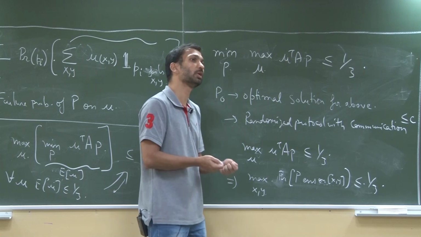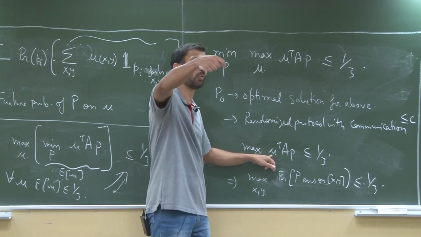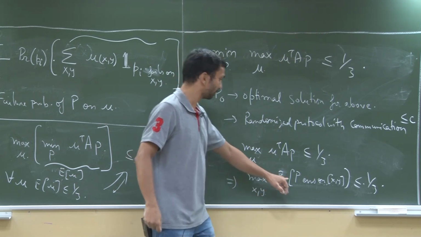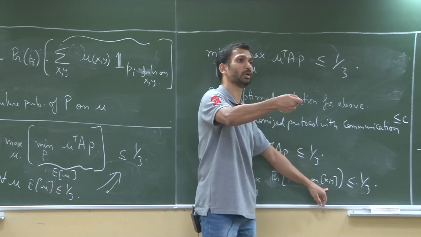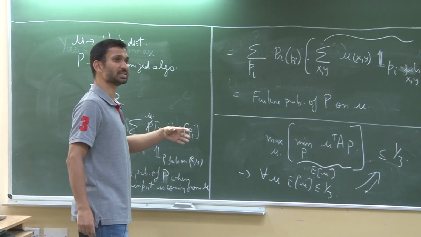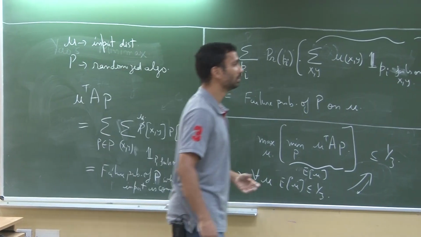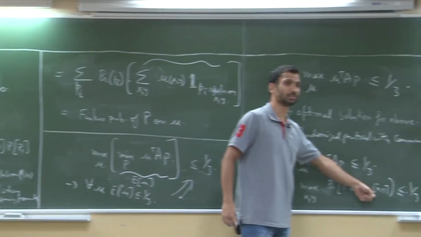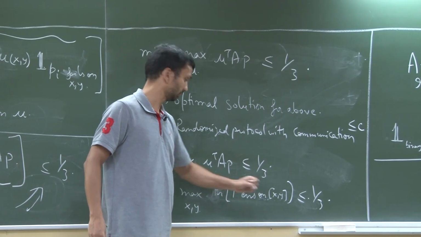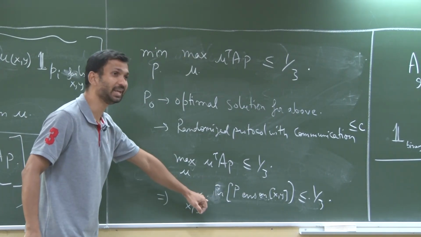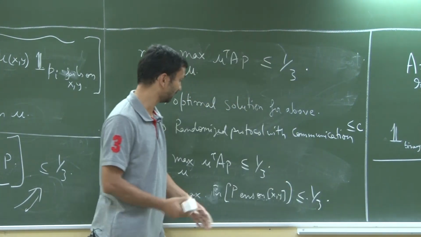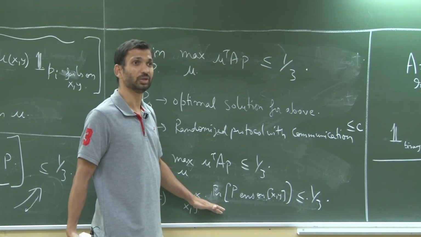Fix mu to be a particular input x comma y. Then this is kind of one vector, a standard basis vector. And then what I get here is the probability that P errs on that particular input x comma y. There is only one mu xy which is 1, everything else is 0. So this is the probability that P makes an error or fails on x comma y. So now this is saying that I have a protocol whose communication cost is less than C and it works for every input.